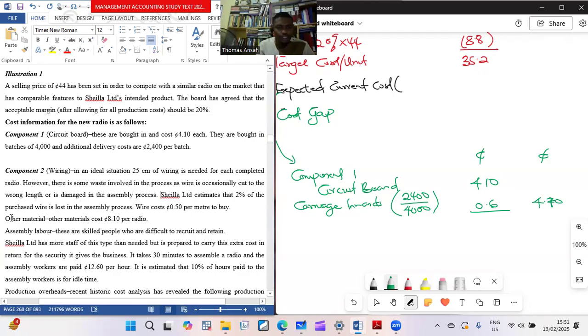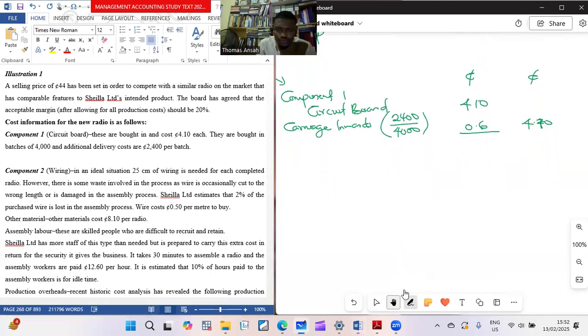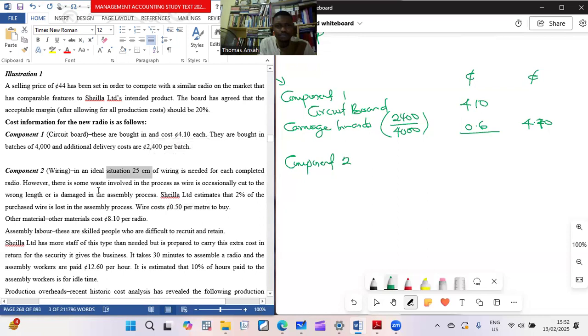Then there is other material for us to look at, which is 8.1 per radio. But let's deal with component 2. I want you to watch it. I saw 0.5 per meter, but they told us centimeter. This takes you back to JHS. How do you compare centimeter to meter? 100 centimeters will make 1 meter. So take note of that. These are things we learned very long ago in the old days.